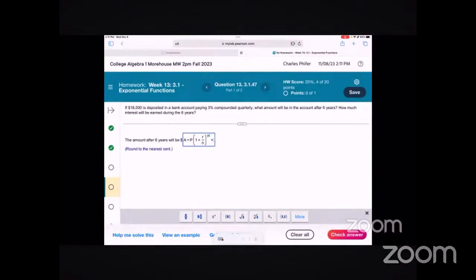So we're starting with 18,000. So 18, 1, 2, 3 times 1 plus, our rate is 3%. So we have to put 0.03 divided by, if it's compounded quarterly, then our N is 4. Then we say to the power of N, which is 4, times our T, which is 6 years. This is what we're putting into our calculator.